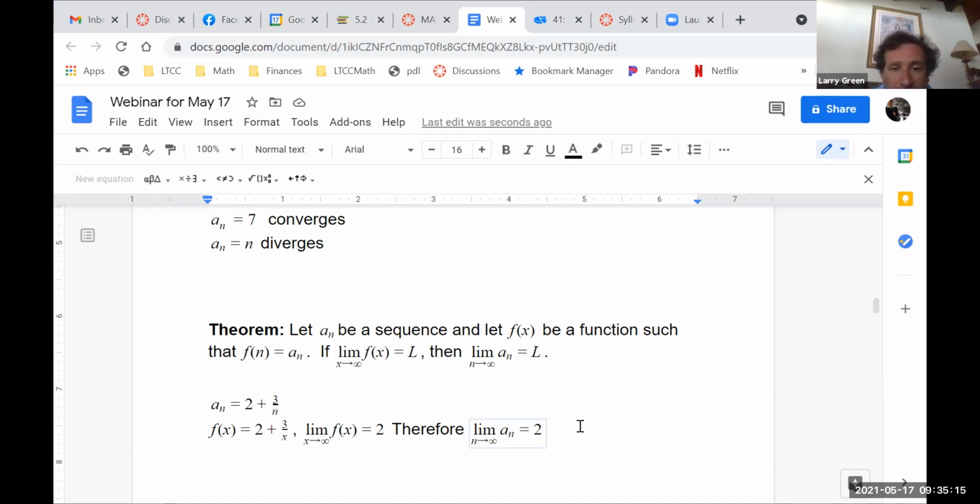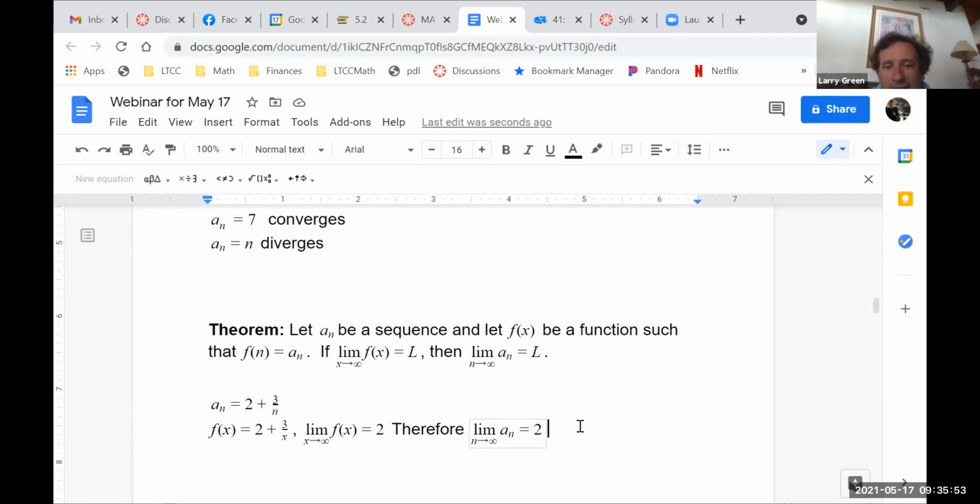Any questions on that? I also want to let you know that this is a one-directional theorem. It says if the limit is L, in other words, if it converges, then a sub n must converge also. So if f has a limit, then a sub n converges. It does not mean that if f doesn't have a limit, a sub n doesn't have a limit. You can't go backwards. Any questions on that idea?